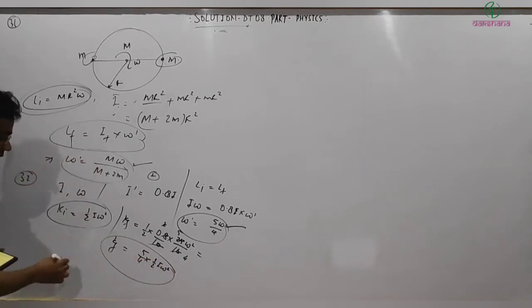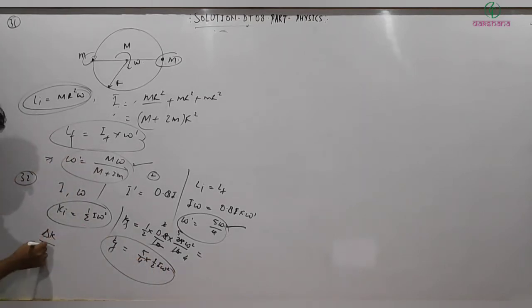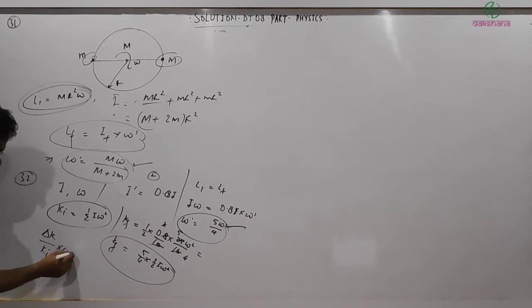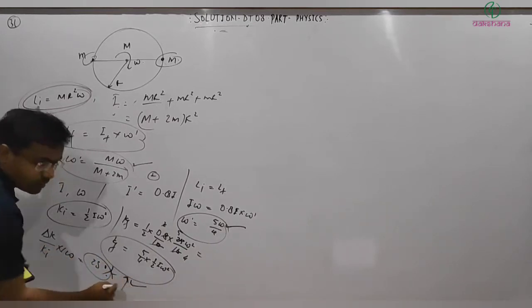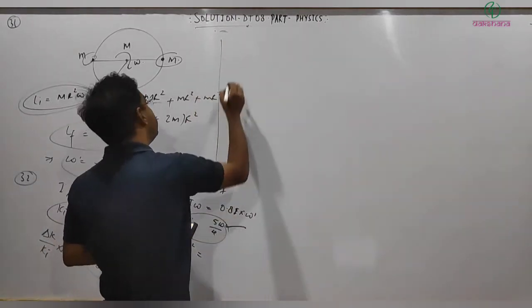So you can check it actually, the percentage change delta K divided by K initial into 100. Simplifying it, it comes out to be 25% increment. So kinetic energy increases by 25%.